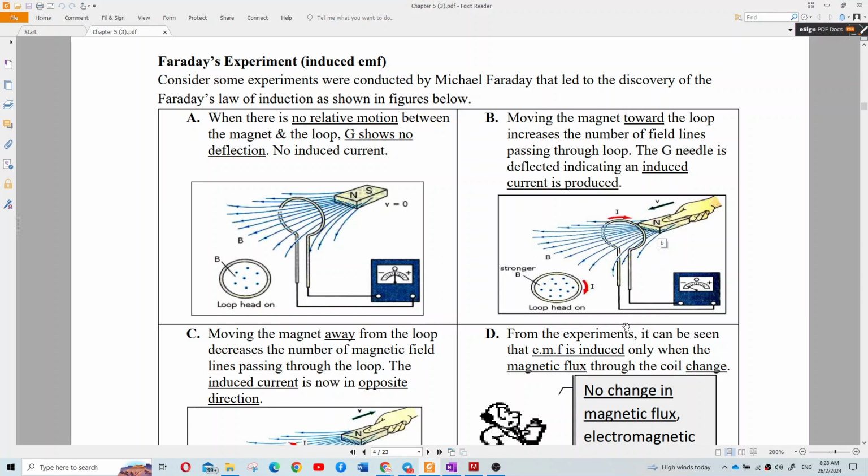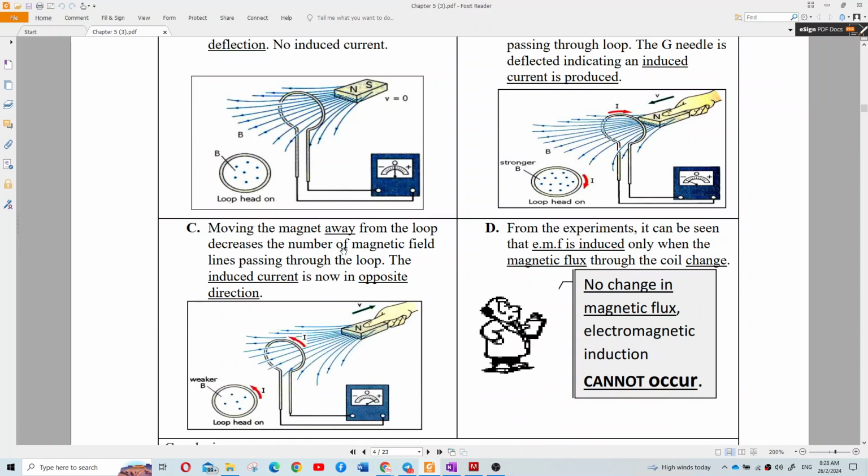So of course it will generate electric. And you move the magnet away also. If you move the magnet away, that means flux through the area decreases. If there is a decrease in flux, there is flux change, which means electric is generated. So the conclusion is EMF is induced, or electricity is generated, when the magnetic flux through the coil changes.